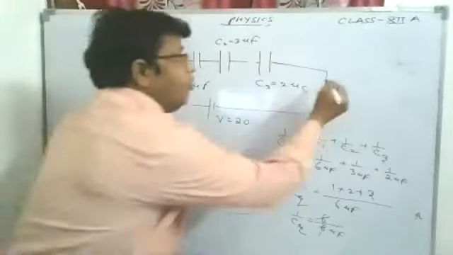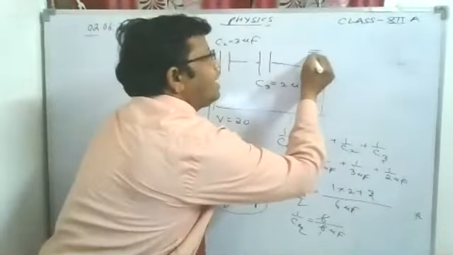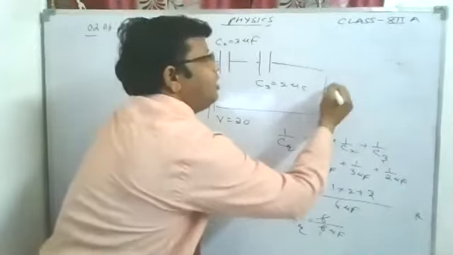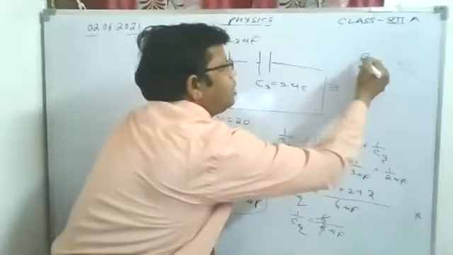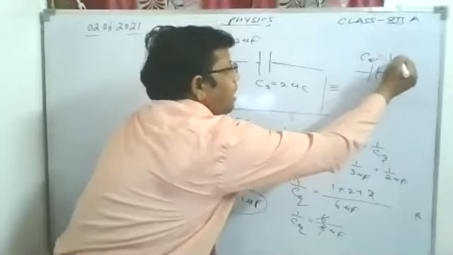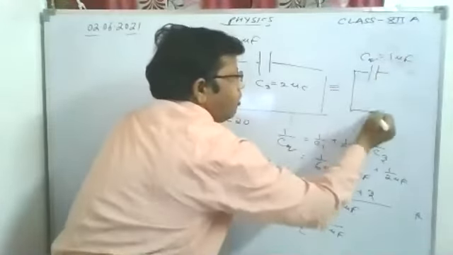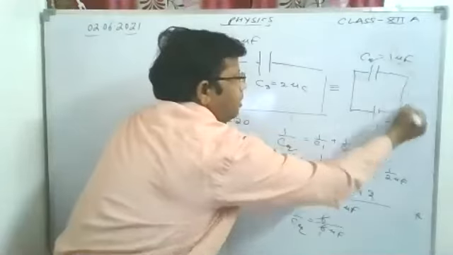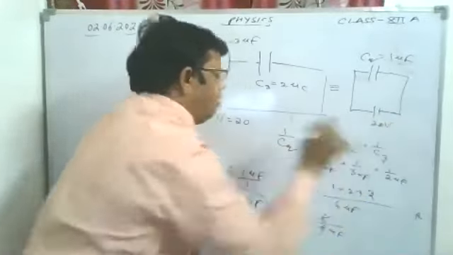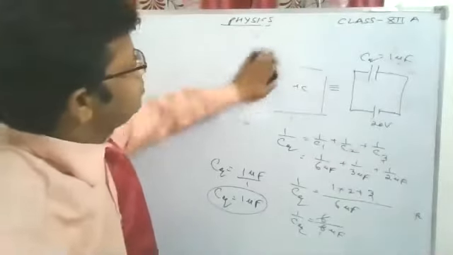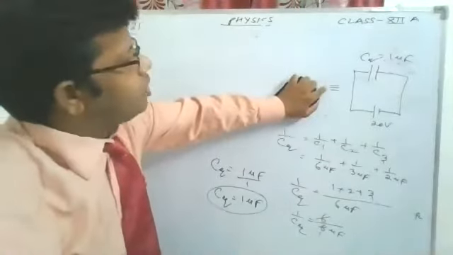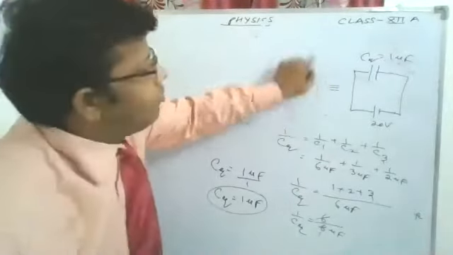What is the C equivalent? We can draw this circuit by putting an equivalent sign here, and draw this circuit with a single capacitance C equivalent, 1 microfarad, and the same battery. What is the voltage of the battery? 20 volt is the battery. Now you can remove this circuit. You have drawn the equivalent circuit. 3 lines means equivalent circuit.